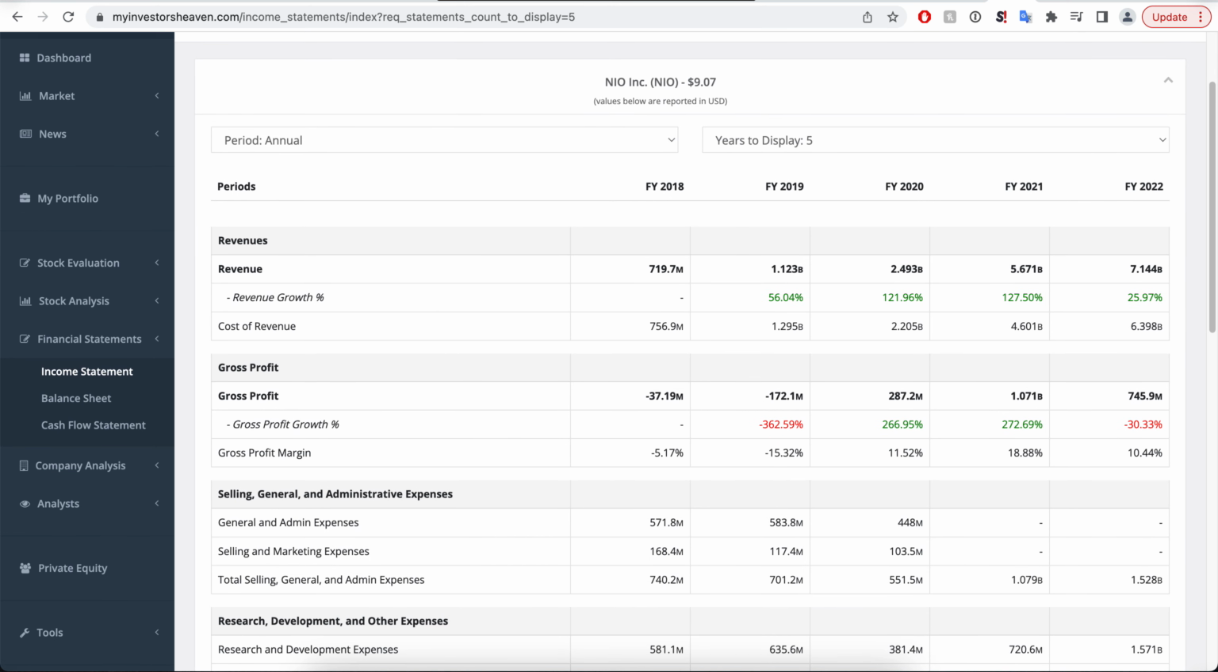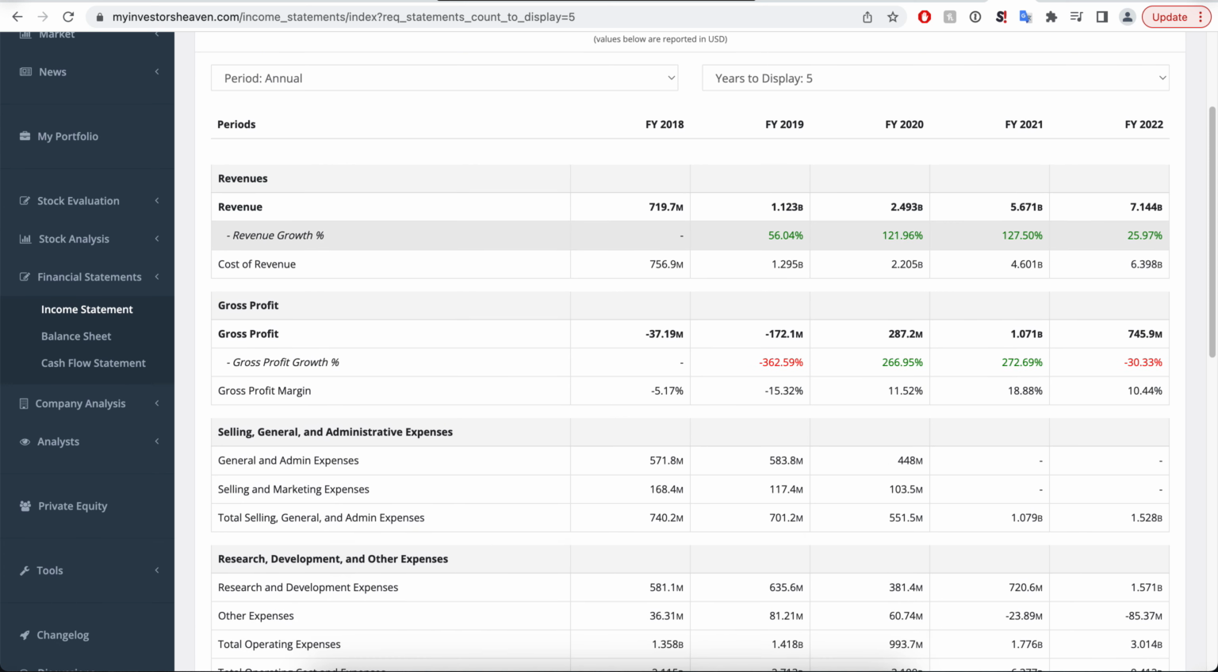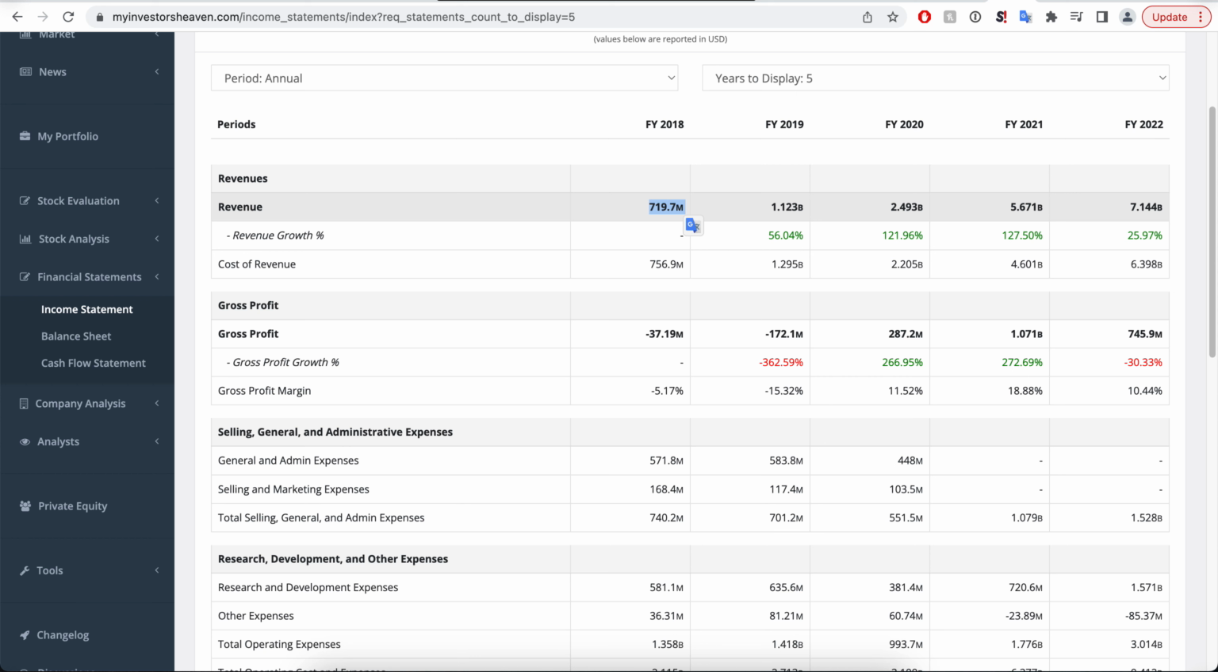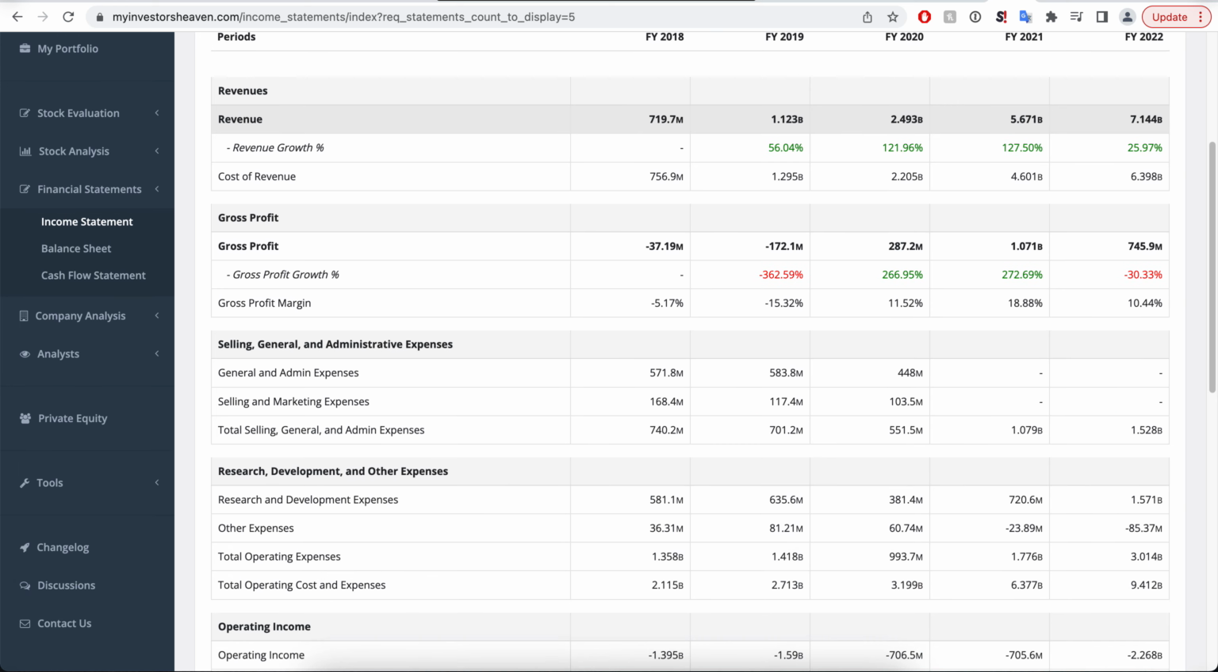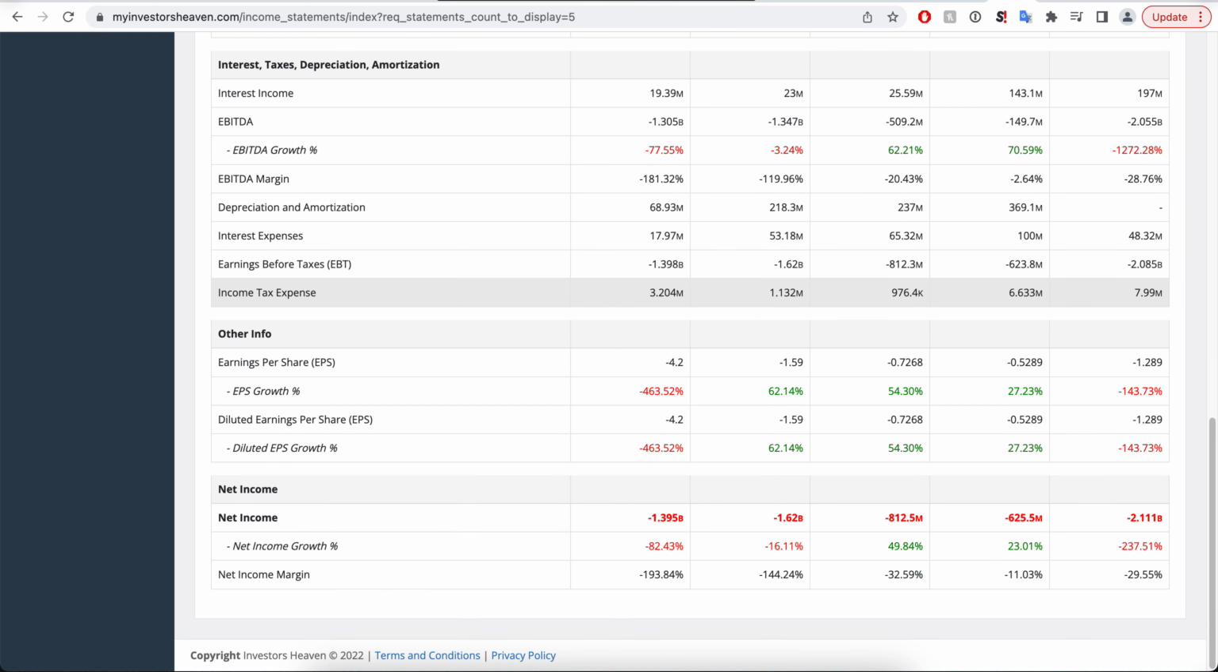But you will see here the last 5 years for NIO, for which we have all the data, you will see that revenue has been growing at a tremendous pace. From 700 million to 7 billion, that's a tenfold increase. So that's an insane amount of increase in terms of their revenue, which is great. I mean, they're selling a ton. Now, as the revenue increases, you're looking at a declining net income, though.